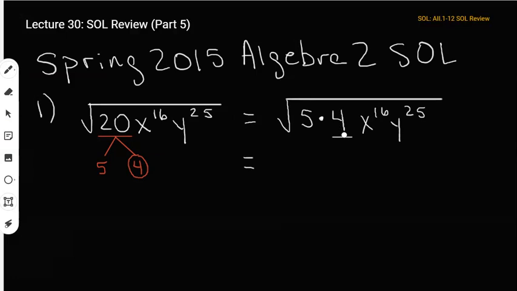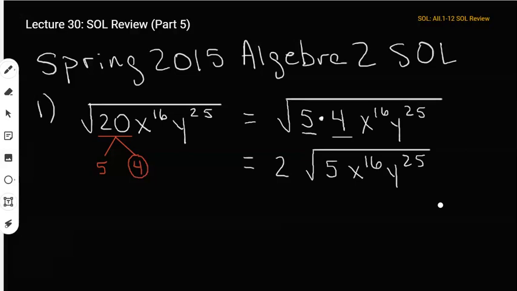So now I can take the 4 out, but it's still under the radical, the square root symbol. So what's the square root of 4? Was anybody able to get that? Square root of 4 is going to be 2. Good. So I can take out the 4 as a 2. But the 5 is not a perfect square though, right? So I've got to leave the 5 under the radical. So when I draw my square root, I'm going to leave the 5 in, as well as the x to the 16th power and the y to the 25th power.